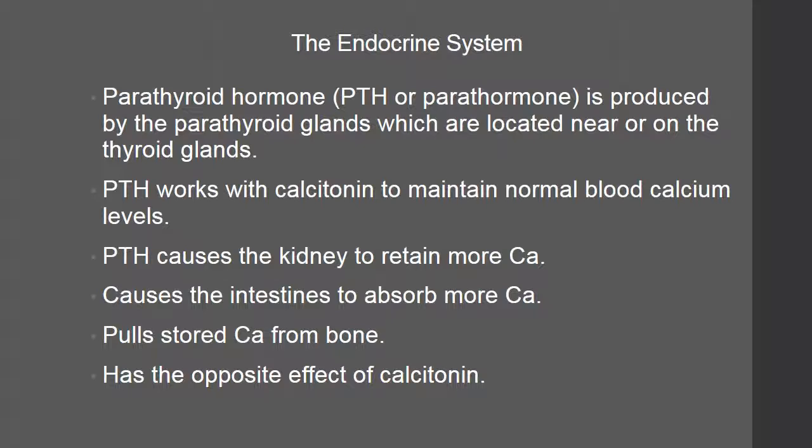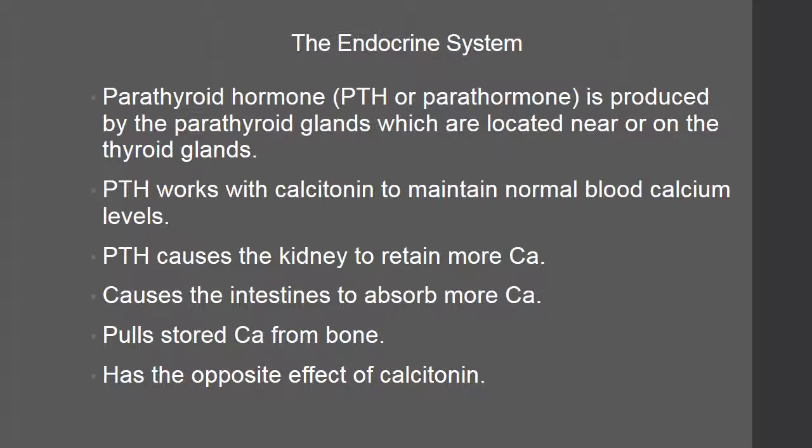Parathyroid gland. PTH, or parathormone, is produced by the parathyroid glands, which are located near or on the thyroid glands. PTH works with calcium to maintain normal blood calcium levels. PTH causes the kidney to retain more calcium. It pulls calcium out of urine and keeps it in circulation. It causes the intestines to absorb more calcium, so we're pulling calcium out of digestion into circulation. It will pull stored calcium from bone.